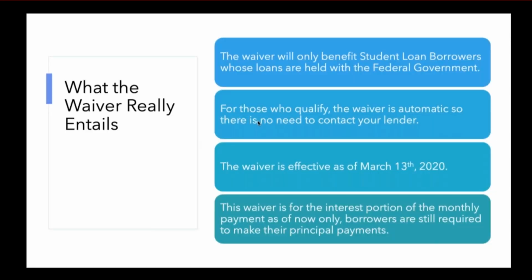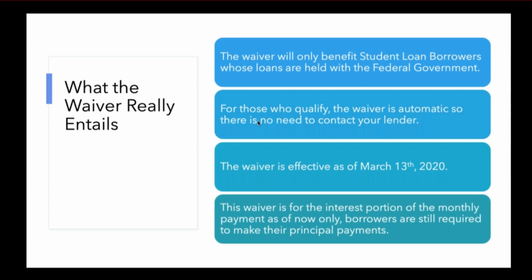Now, to start off, let's go through what this waiver actually entails. This waiver is meant for only student loan borrowers through the federal government in certain repayment plans. So unfortunately, those who have private loans with companies like Sallie Mae or Discover, this waiver as of now does not qualify for those loans. Now, this waiver is going to be enacted automatically through your servicer if you qualify. You do not need to call your lender and opt in.